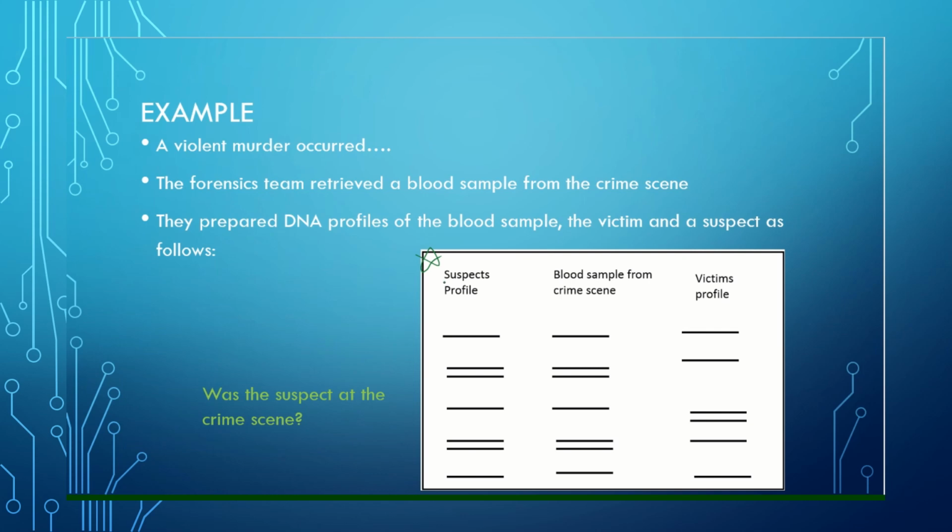So if we look at the suspect's profile versus the blood sample, you can see that these two are the same, this is the same, this is the same, and this is the same. So yes, the suspect was at the scene of the crime.